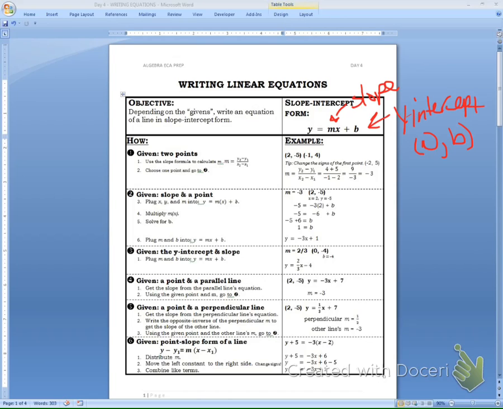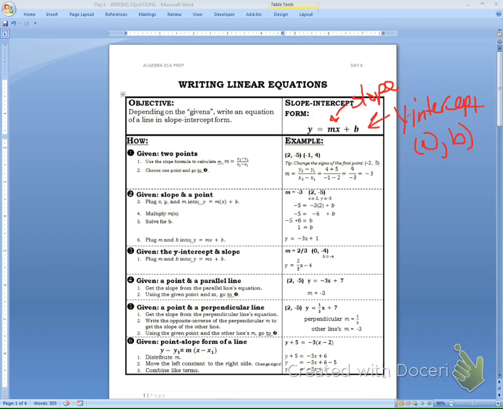So how do you write linear equations? Well, you have to first look at what you are given. Down on the left-hand side of the column, I have 6 givens, 6 scenarios that you could be given at the beginning of the problem. Either you're given 2 points, and if you look over there, I have an example of (2, -5) and (-1, 4). So those are 2 coordinates.